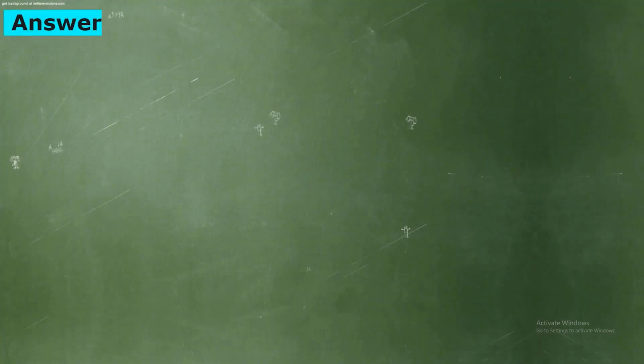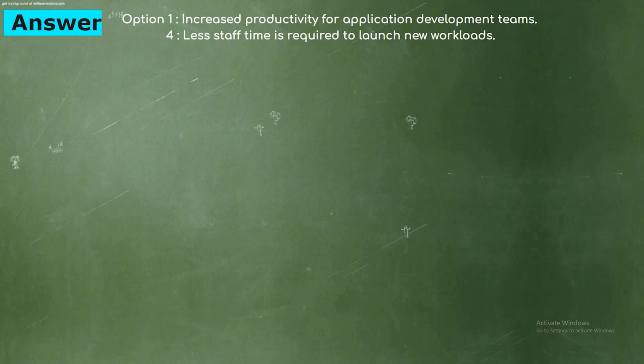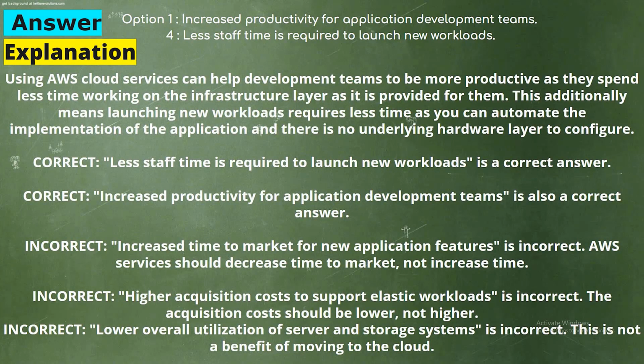And the correct answers are: Option 1. Increased productivity for application development teams. And Option 4. Less staff time is required to launch new workloads. Explanation. Using AWS cloud services can help development teams to be more productive as they spend less time working on the infrastructure layer as it is provided for them. This additionally means launching new workloads requires less time as you can automate the implementation of the application and there is no underlying hardware layer to configure. Correct. Less staff time is required to launch new workloads is a correct answer. Correct. Increased productivity for application development teams is also a correct answer.